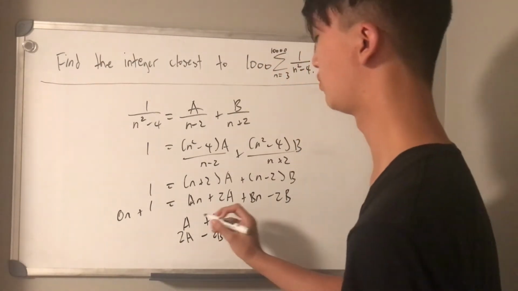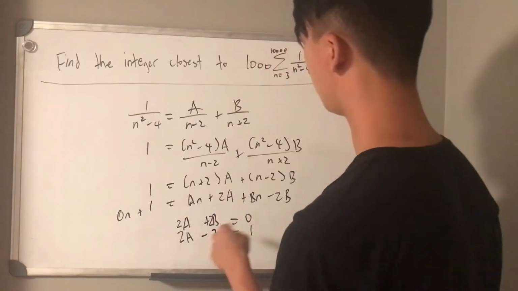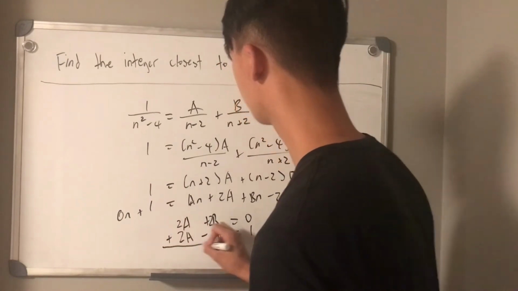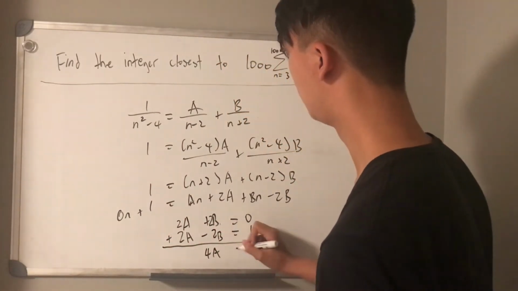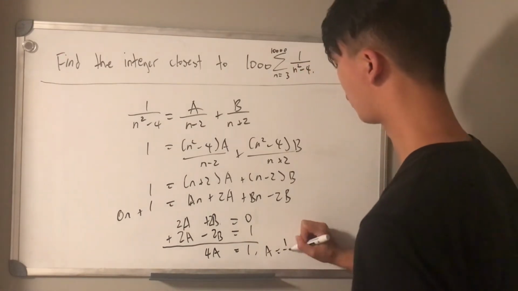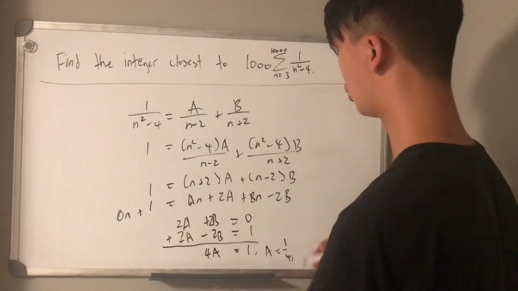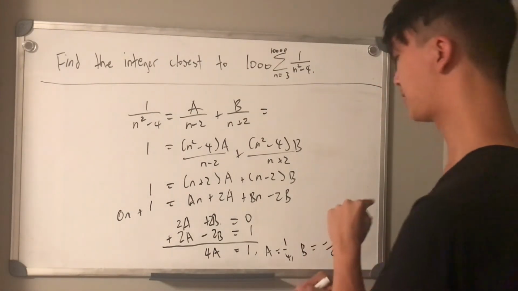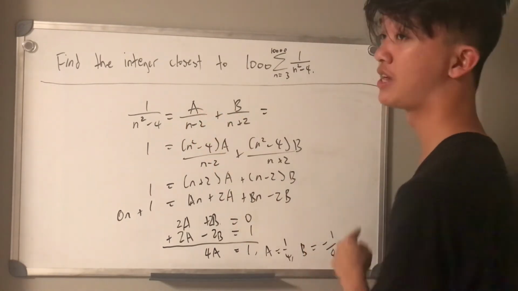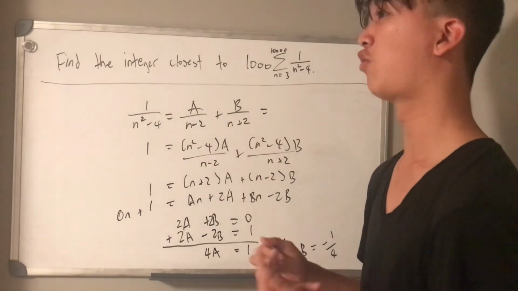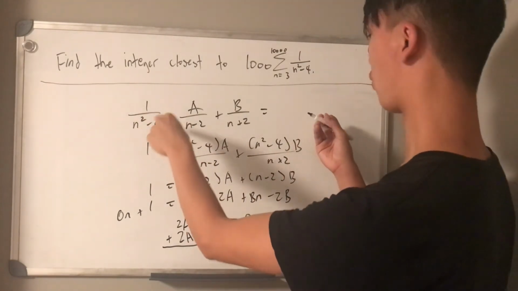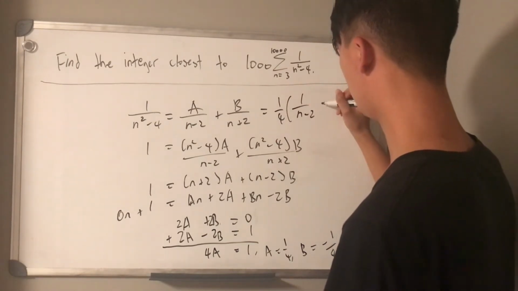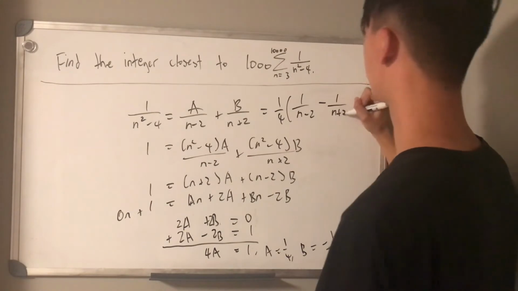We can multiply the top equation by 2, so we have 2a plus 2b is equal to 0 times 2, which is 0. And then we can add these two equations together. So we have 4a is equal to 1, a is equal to 1 over 4. And then you can plug this back into the original equation to get that b is equal to negative 1 over 4. Alright, so from this information, we can substitute a equals 1 over 4 and b equals negative 1 over 4. Now we can factor out 1 over 4 from everything to get that 1 over n squared minus 4 is equal to 1 over 4 times 1 over n minus 2 minus 1 over n plus 2.